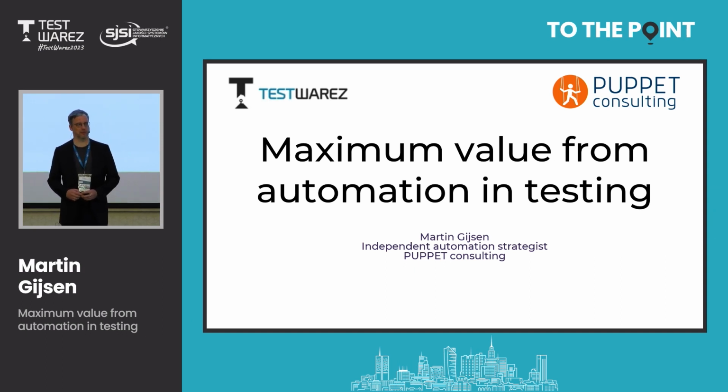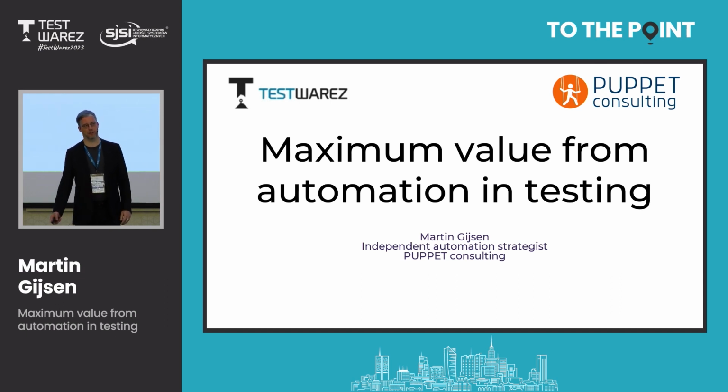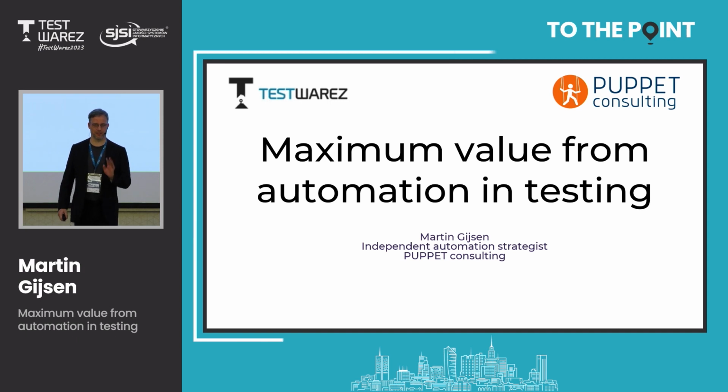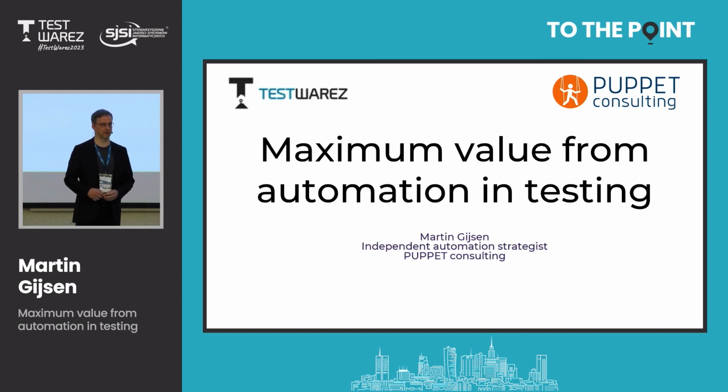So, maximum value. How do you get maximum value from automation in testing? I call it automation in testing these days, what many people still call test automation or automated testing, but that's a separate topic, something for later. Ask me afterwards. Although there's a risk in that.